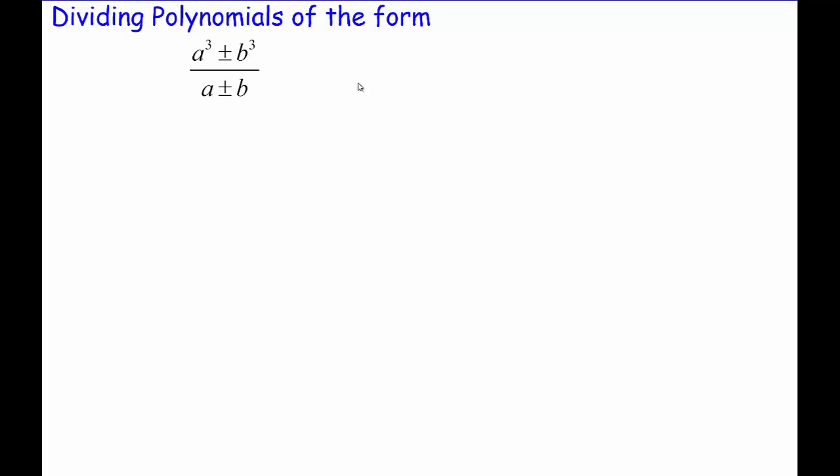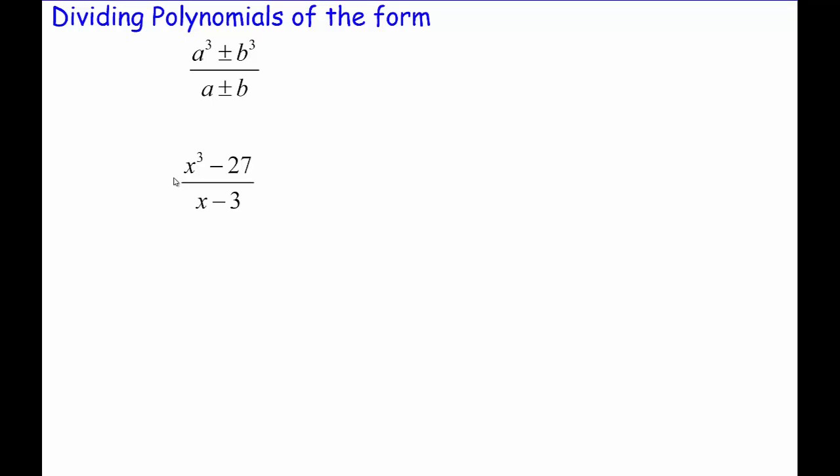Now in other places you might find methods for factoring the sum and difference of two cubes, and actually the objective of this video is to show you how to factor the sum and difference of perfect cubes using polynomial division. So what we're going to do here is take a look at a little problem.